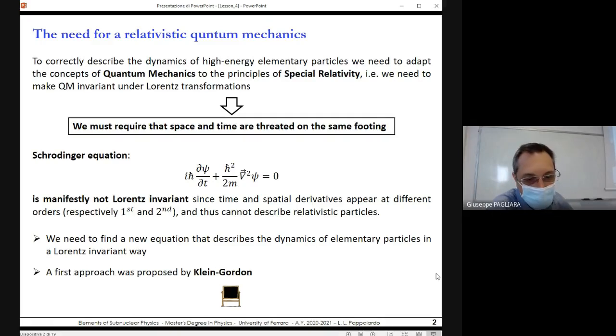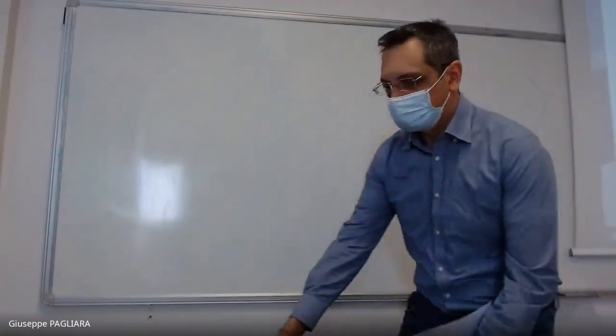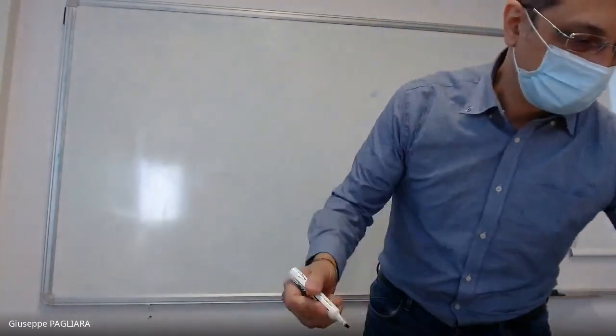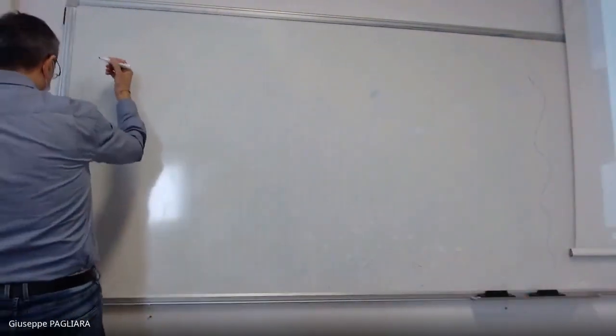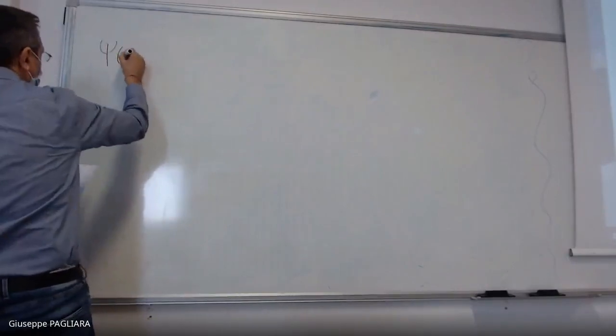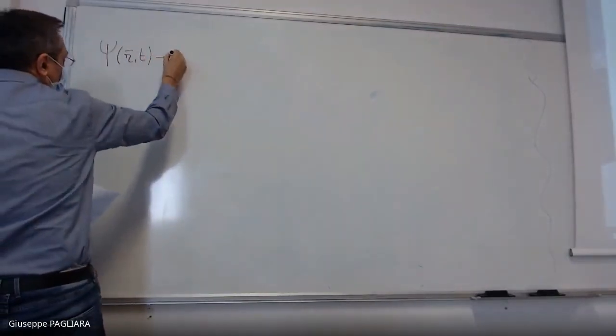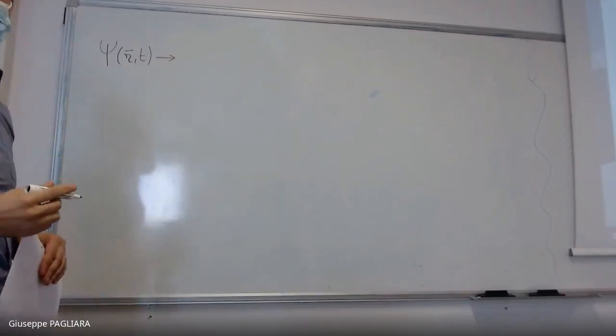A first approach was proposed actually even before the Schrodinger equation by Klein and Gordon. So let me now switch to the blackboard and I will try to derive the Klein-Gordon equation for you. All right. So in their approach, Klein and Gordon essentially express the standard wave function in, let's say, a Lorentz invariant way.